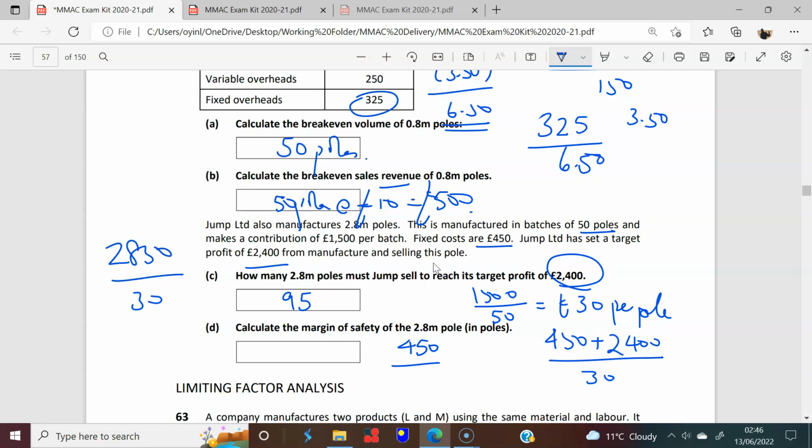So the break even number of poles is 450 over 30, and 450 over 30, of course, is 15 poles. So if your break even is 15 poles, you intend to sell 95 poles. So your margin of safety is now 95 minus 15, in terms of poles. 95 minus 15 will take you to 80 poles. And so your margin of safety is 80 poles.